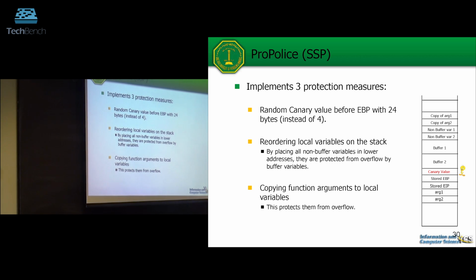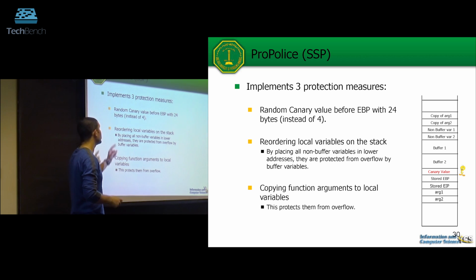Now, Propolice SSP. This is implemented in Linux with GCC. So the GCC compiler implements three protection measures. The first is a random canary value before the EIP with 24 bytes instead of 4. So instead of just 4 bytes, you will have 24 bytes, basically 6 words. So it's a long one, and even brute forcing it will be difficult.